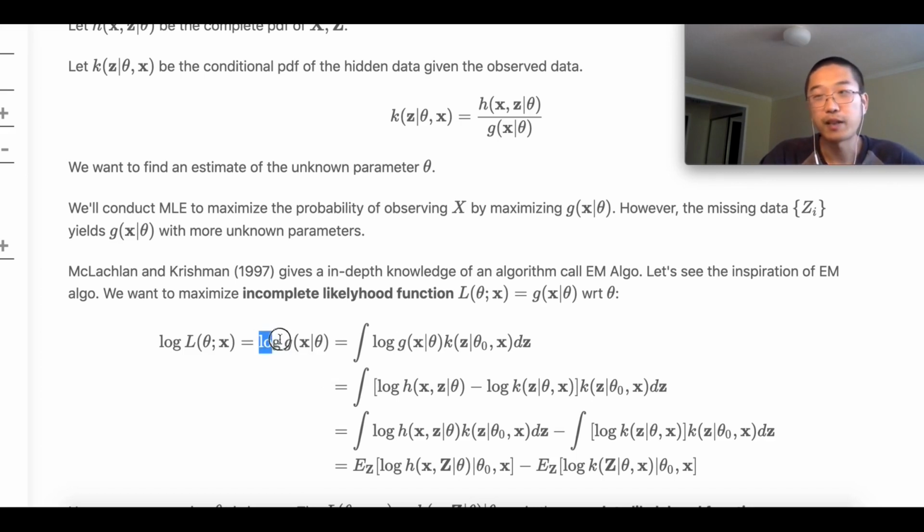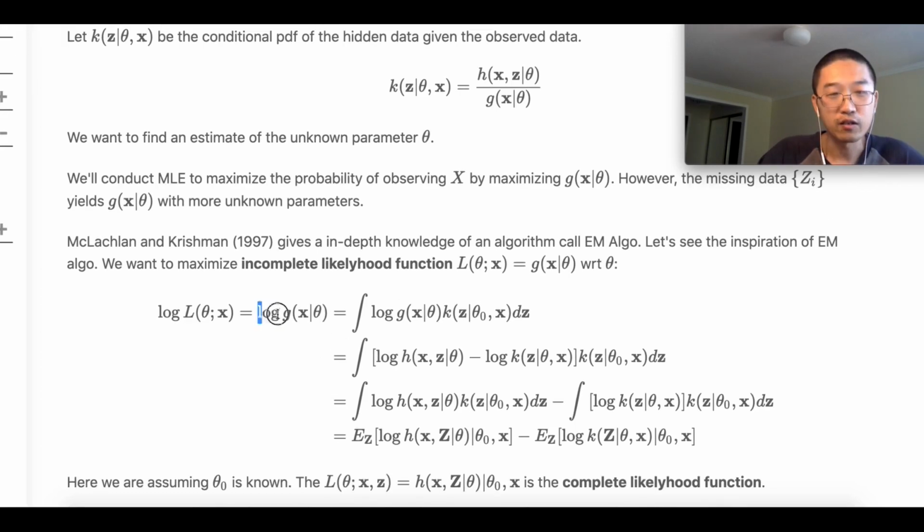It's the same as maximizing the log of g. So the log of g, what is that? It's a log of g. We integrate that with a conditional PDF of z given theta 0 and x. And without the log g, this is just 1, right? This is just a probability of 1. You're integrating everything of the PDF with respect to z. That's the definition of probability density function.